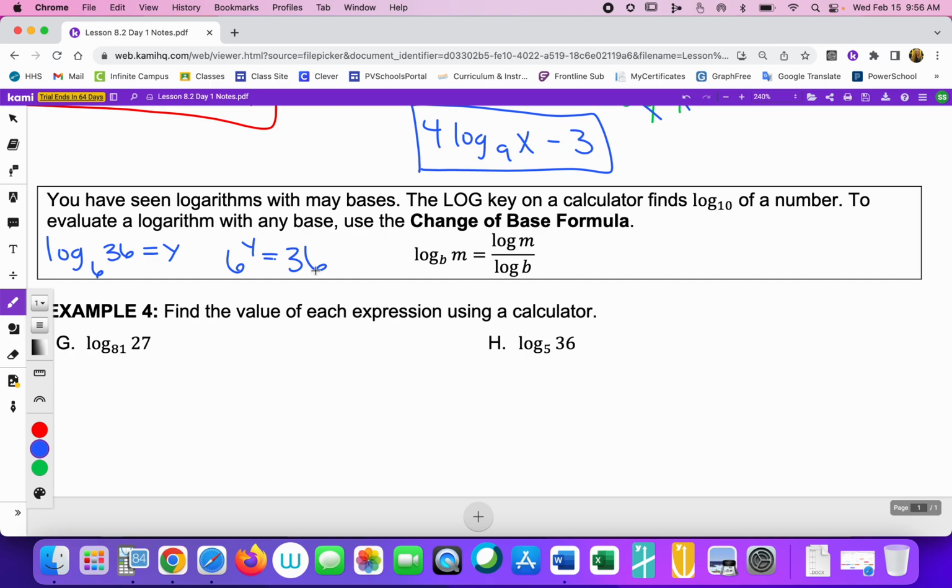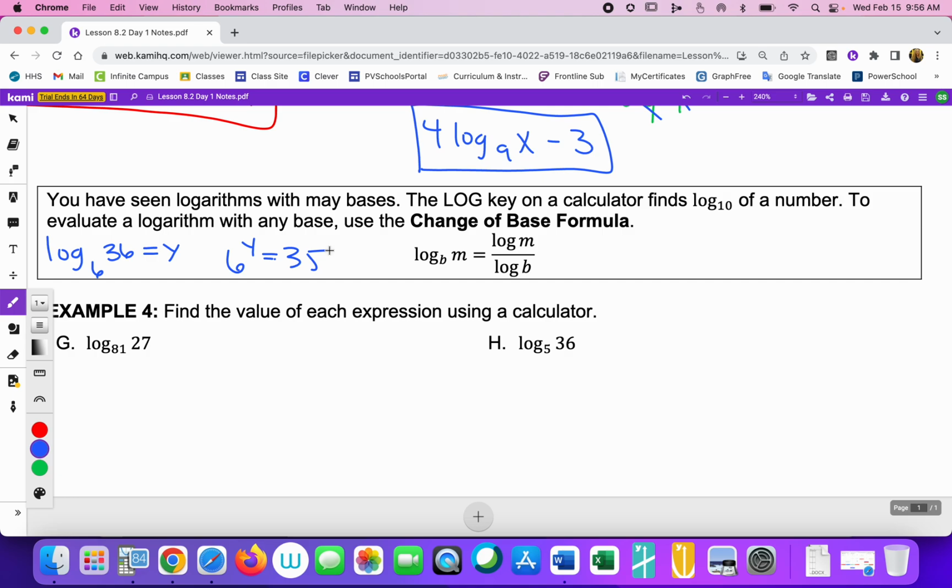Now, if that was, let's say, 35, does any power of 6 equal 35? No. So this is where a calculator would come in because there's still a value for that. It's just going to be a nasty decimal. So if you have any different base, other than 10, the calculator can do that. You would take the log, and I'm going to show you how to do that on the next two, the log of the argument, which in this case would be m, divided by log of the base.